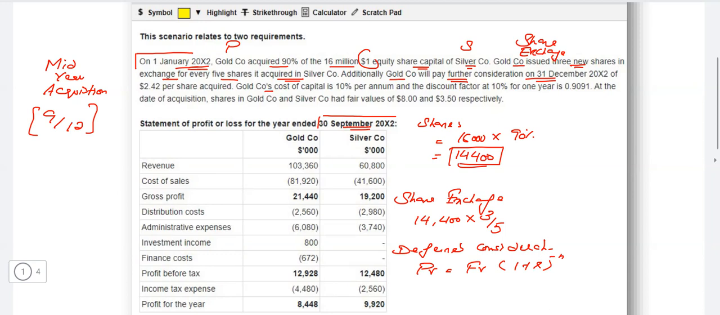Gold will pay further consideration of 2.42 per acquired share. So 16 million are the total shares, we have acquired 90%, taking in 000, it is 14,400. So the future value would be 14,400, the number of shares acquired, multiplied by 2.42. And then we need to multiply by this (1 plus r) raised to power minus n. Gold company's cost of capital is 10% per annum, and the discount factor at 10% for 1 year is 0.9091. It is 1st January 20x2, and they're going to pay on 31st December 20x2, so it's 1 year. They have already given the discount factor, so there's no need to calculate it. We just need to multiply by 0.9091. The examiner has made this simple.